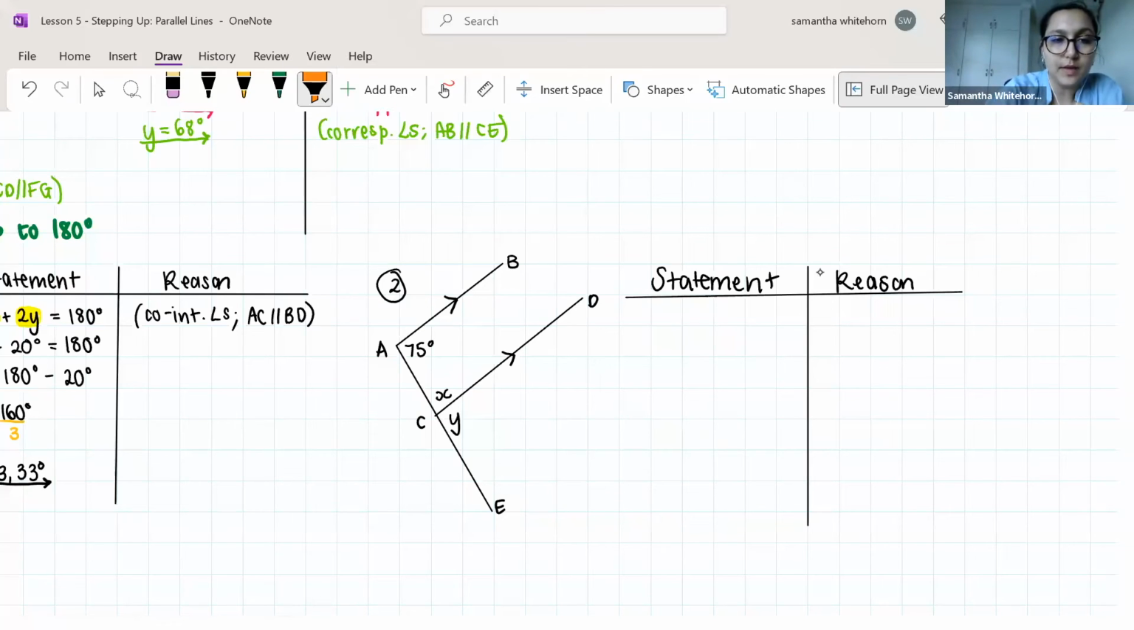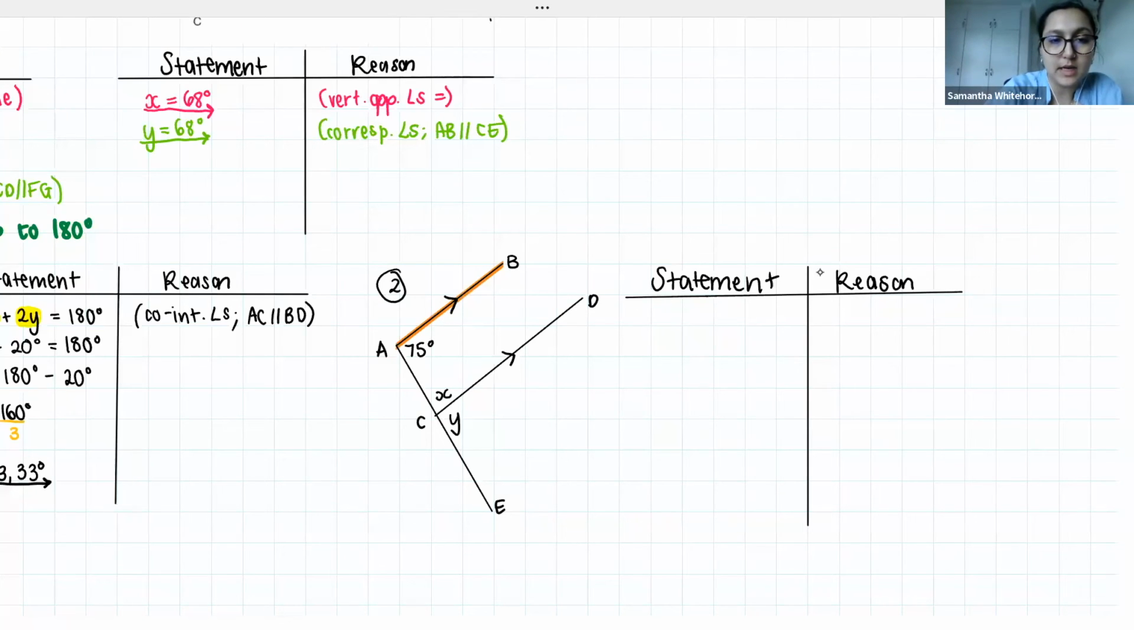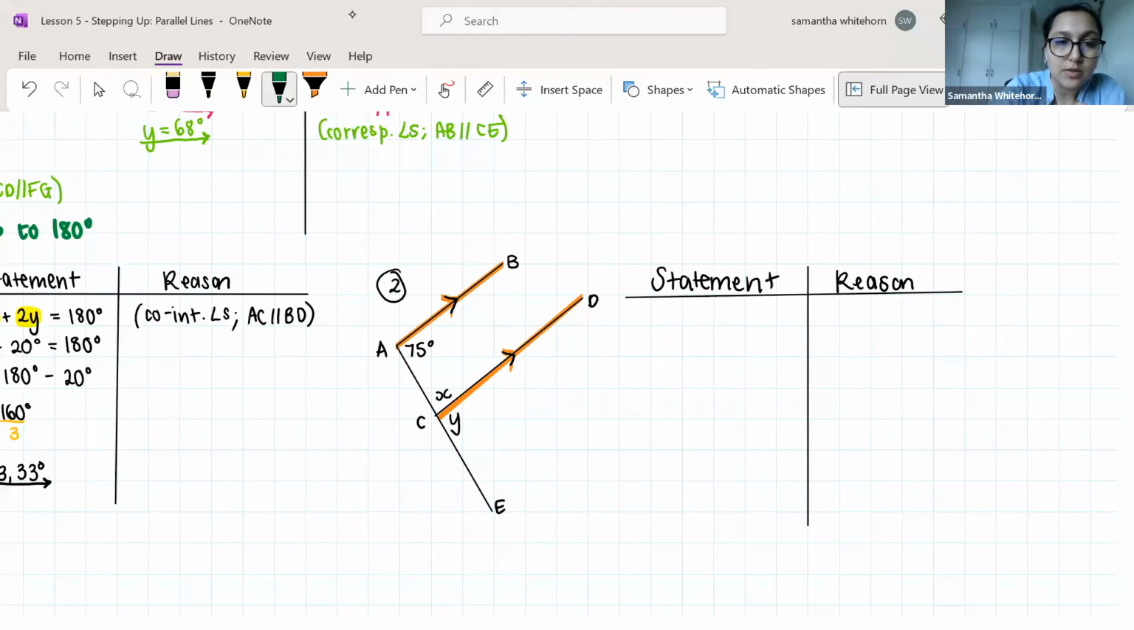First thing I do, though, identify my parallel lines. AB is parallel to CD. Remember, I know this because of the arrows on them. Now that I've got my parallel lines, I'm seeing 2 shapes. I've definitely got an F shape, but I do have a U shape. So if I start with X, I'm going to start with that U shape.